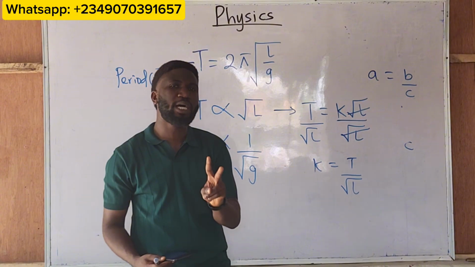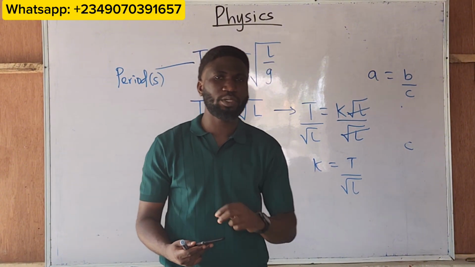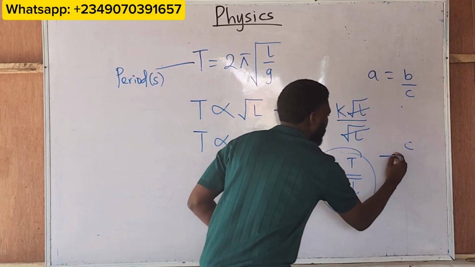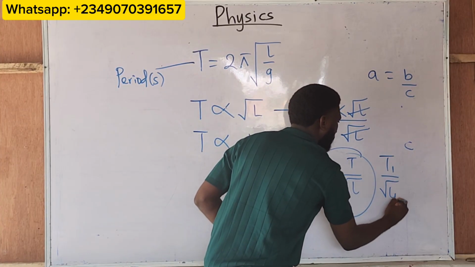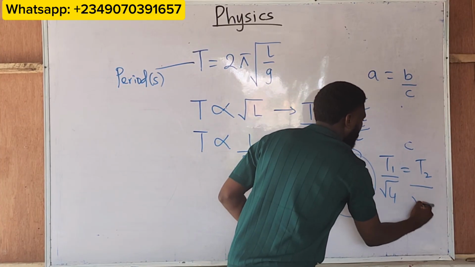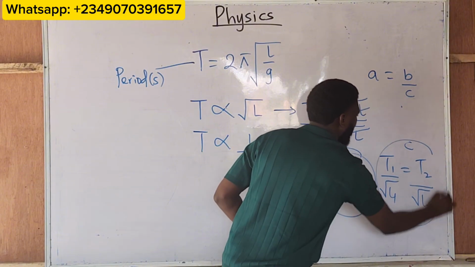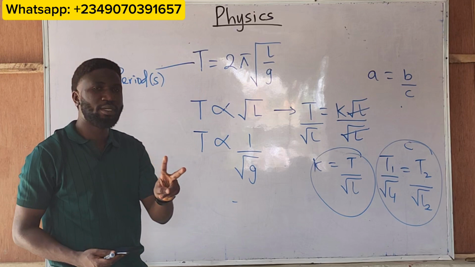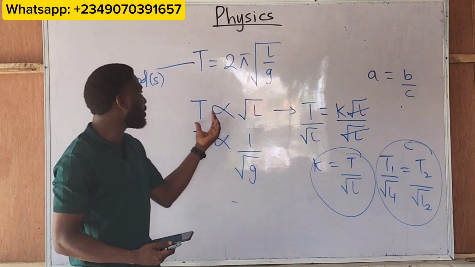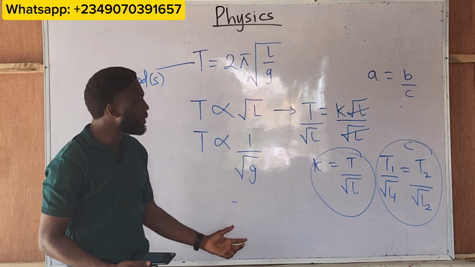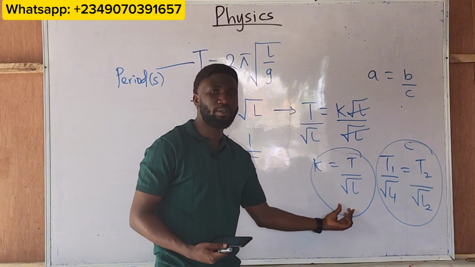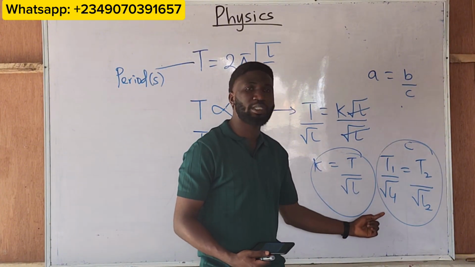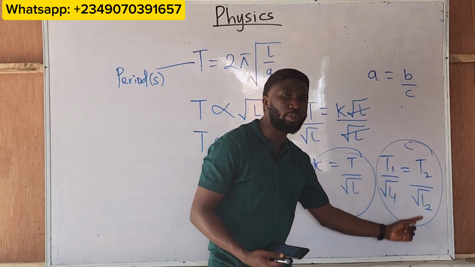But in case we have 2 values, just as we have in the question, this will now give us T1 over root L1 equals T2 over root L2. Please take note of this. Having known the connection between the period and the L, we have it to be T over square root of L. But we have 2 values. Then this will turn out to be T1 over root L1 equals T2 over root L2.